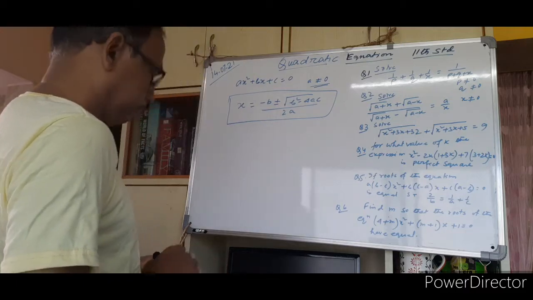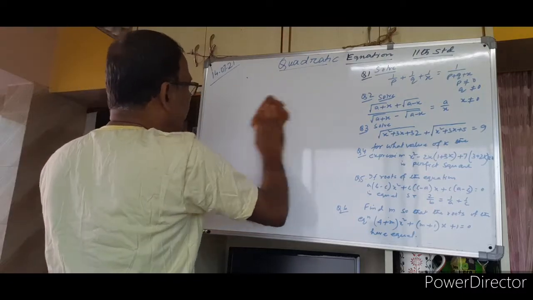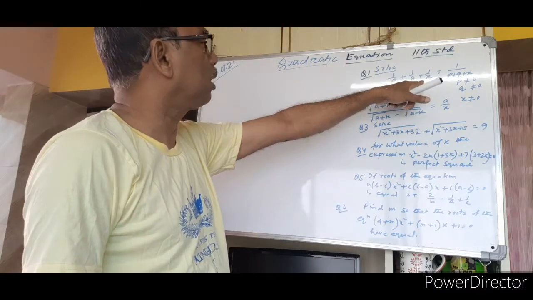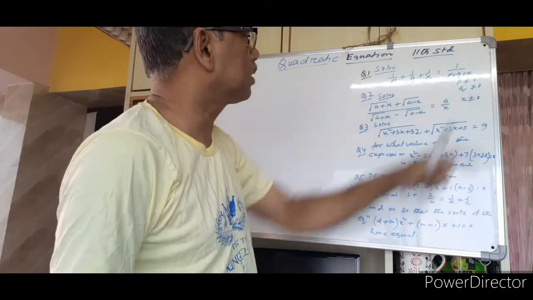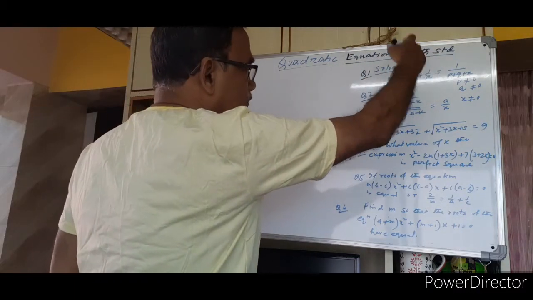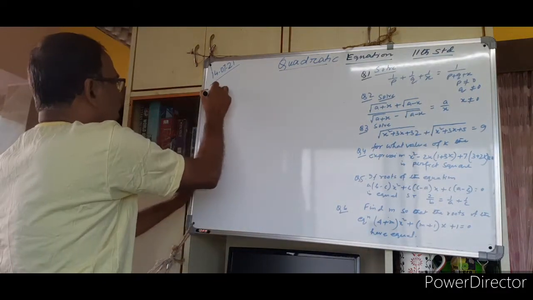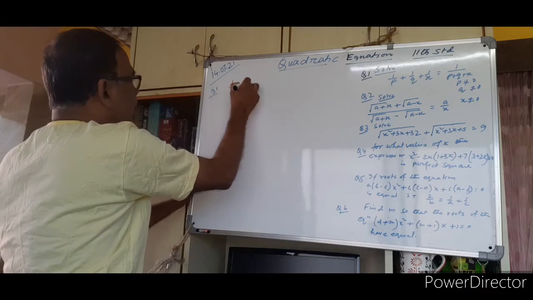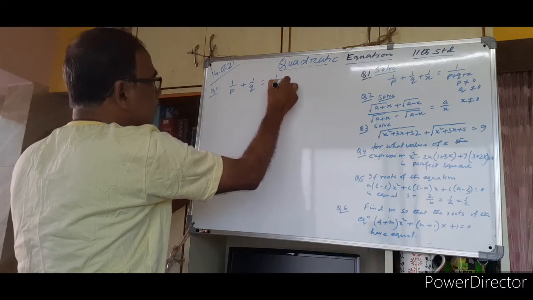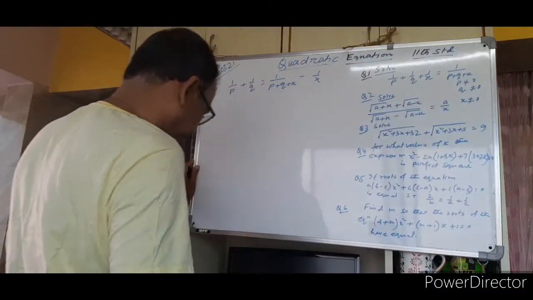Now let's start. Sum number 1. Let us solve sum number 1. Here, solve 1 by p plus 1 by q plus 1 by x equals 1 by p plus q plus x, where p and q not equal to 0. First, solve means we have to find the value of x from this expression. Now, 1 by p plus 1 by q equals 1 by p plus q plus x, minus 1 by x coming to the right hand side.